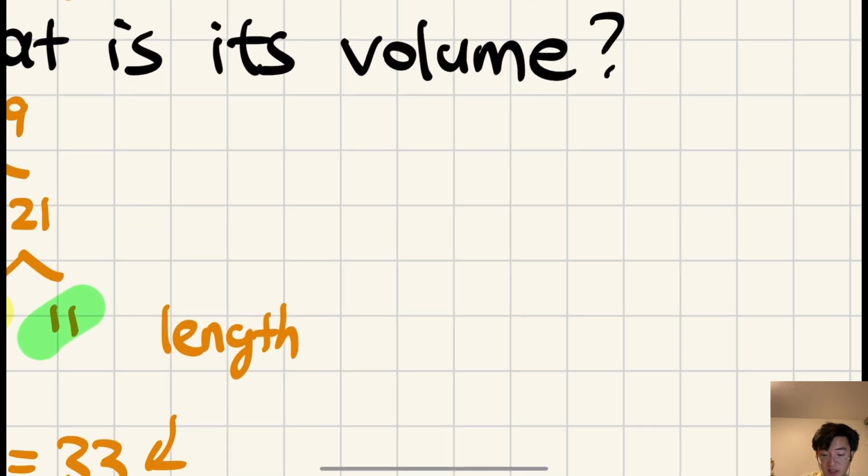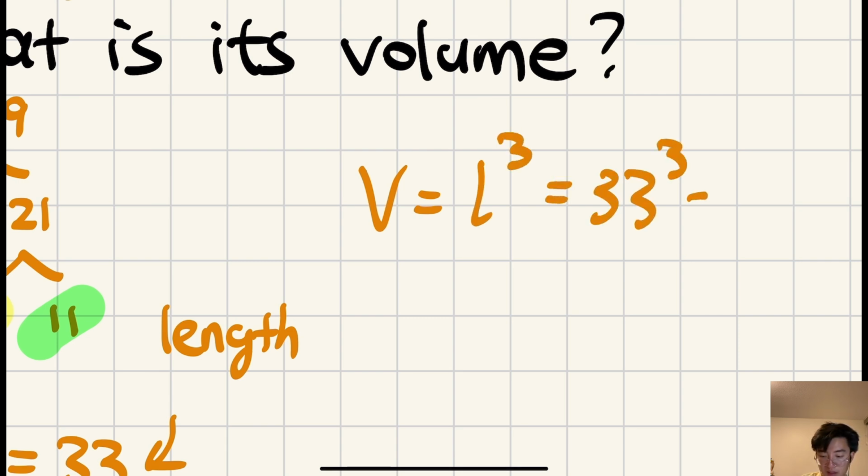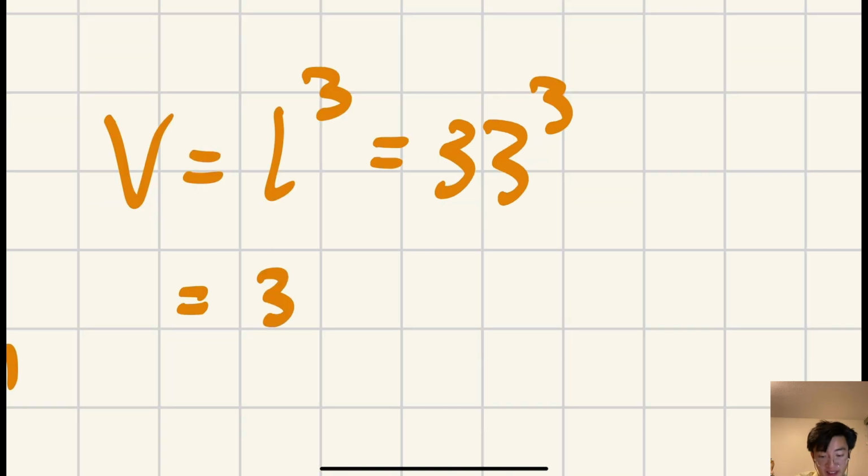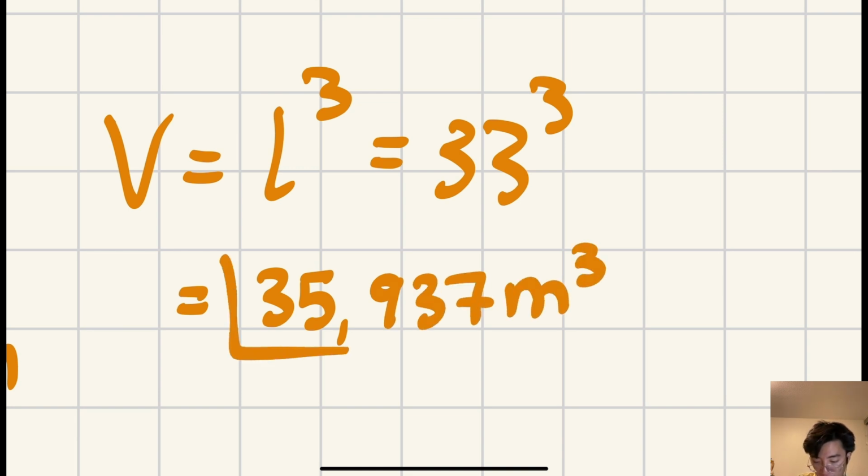And to find the volume of the cube, we just have volume equals length cubed, which is 33 cubed. Huge number. I will just use a calculator for this one, which will get us 35,937 meters cubed.